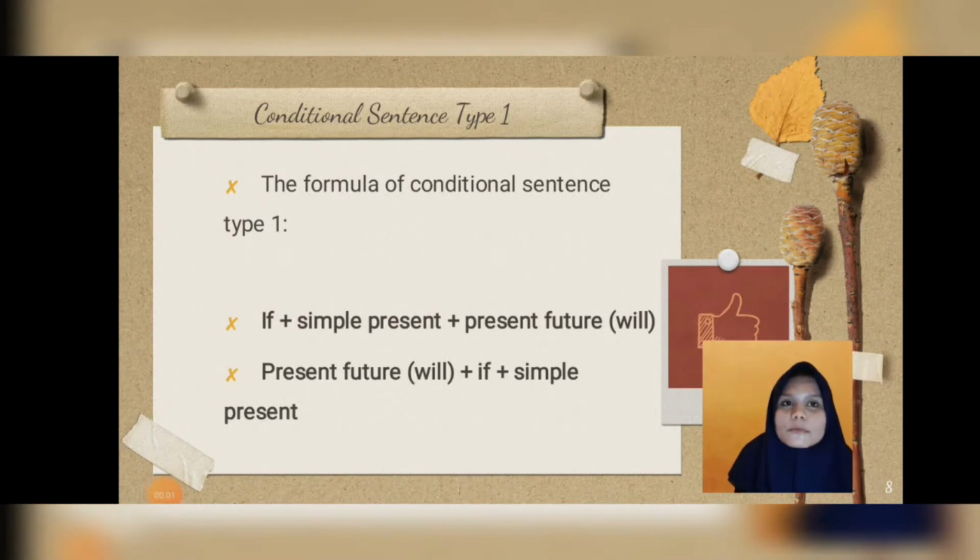The sentences are based on the facts and are used to make a statement that might happen in the future, and the situation is real. The time is in the present or in the future. The formula of conditional sentence type 1 is if plus simple present plus simple future, or simple future plus if plus simple present. Let's move to the example.